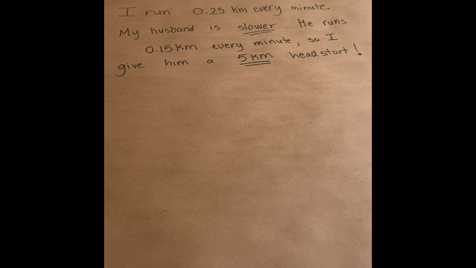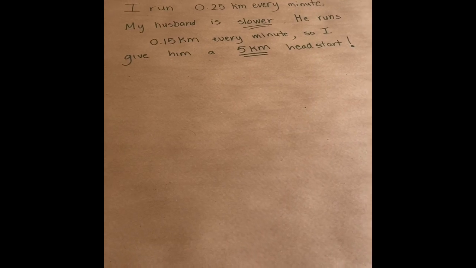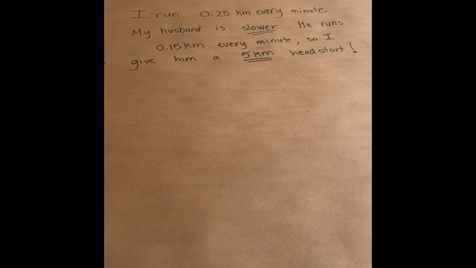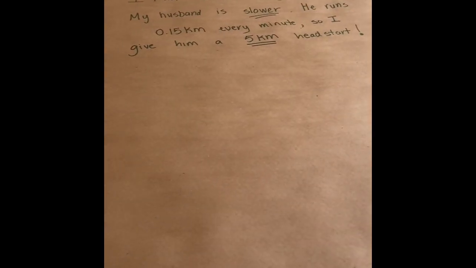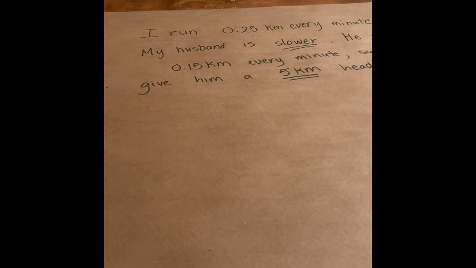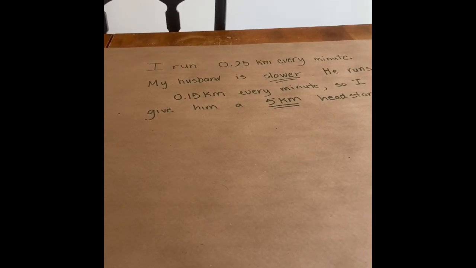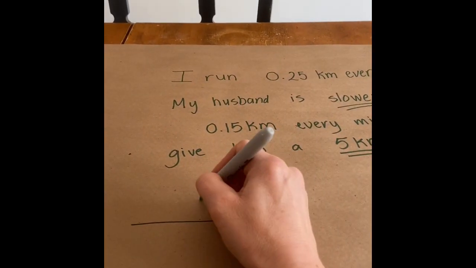Okay, so here's my question. It says, I run 0.25 kilometers every minute. My husband is slower. He only runs 0.15 kilometers every minute. So I'm going to give him a 5-kilometer head start. So that I better understand the question, I'm going to make a table of values for me and a table of values for my husband. We're going to look at the equations that go with these two runners, and we're going to look at the graph, and maybe see when the two runners end up at the same spot in the race.